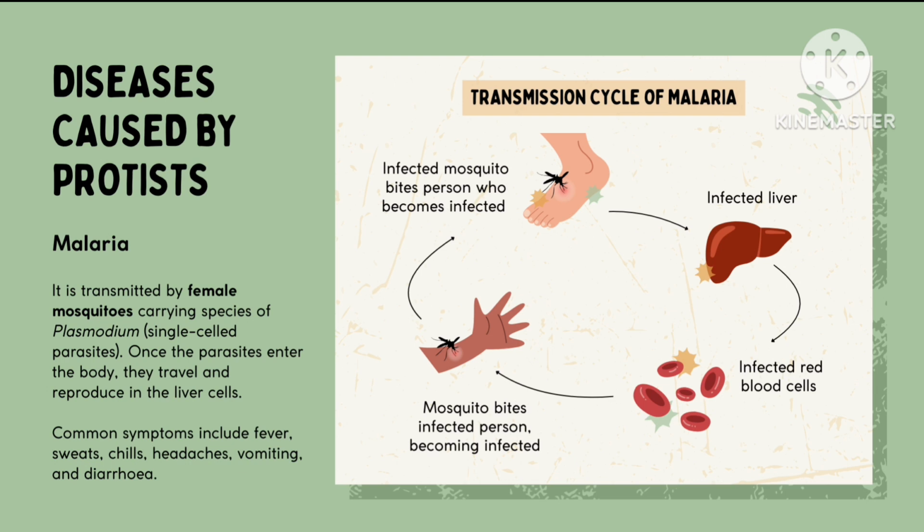Transmission cycle of malaria. Infected mosquito bites person who becomes infected. Liver, infected red blood cells, mosquito bites infected person becoming infected.